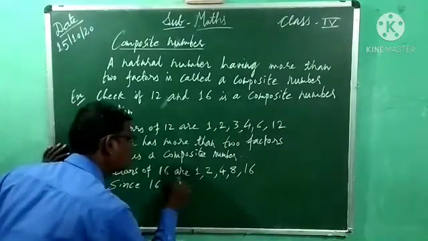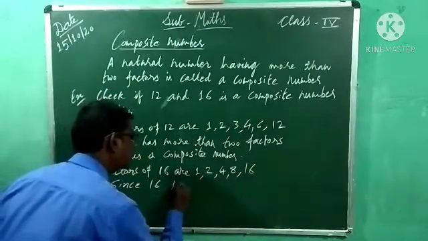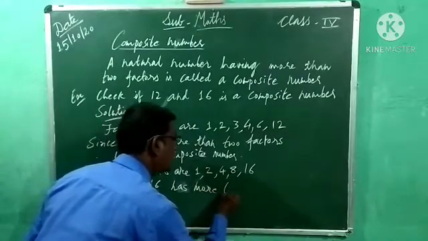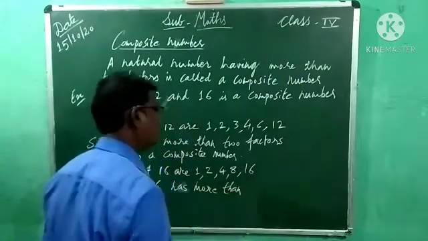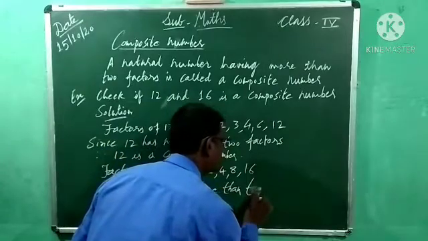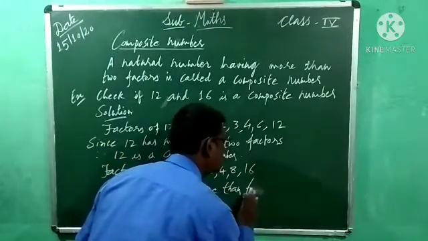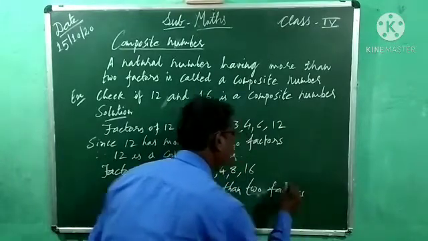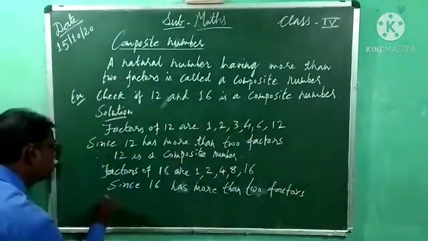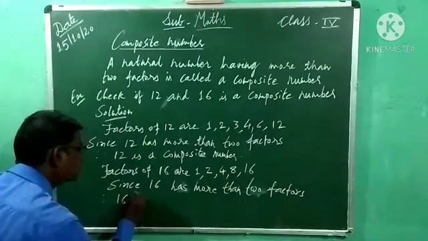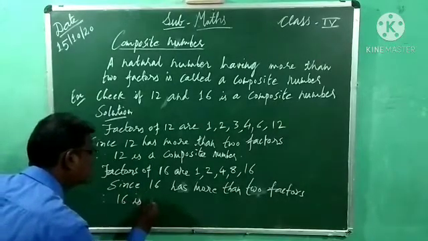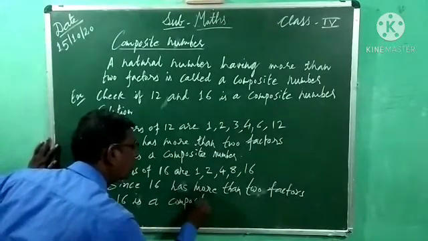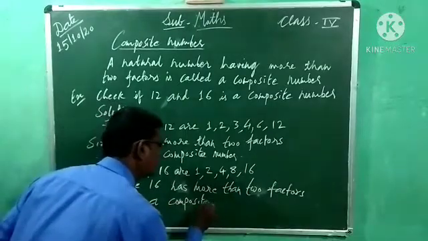Since 16 has more than 2 factors, more than what? How many factors? More than 2 factors. Therefore 16 is a composite number.